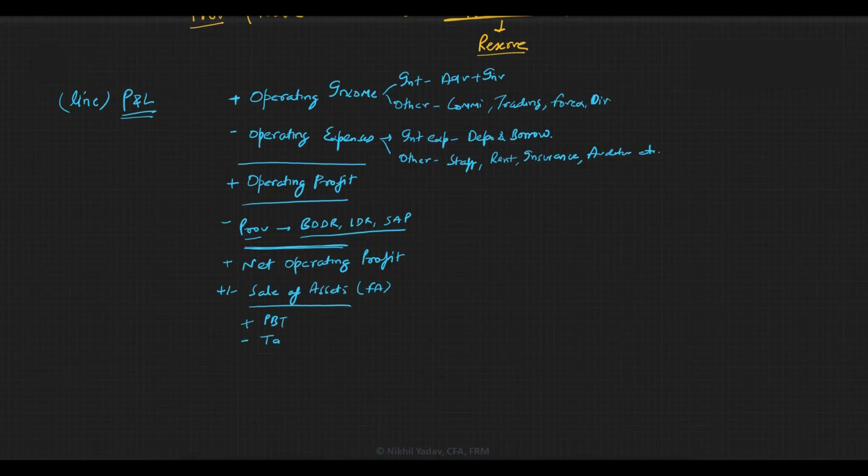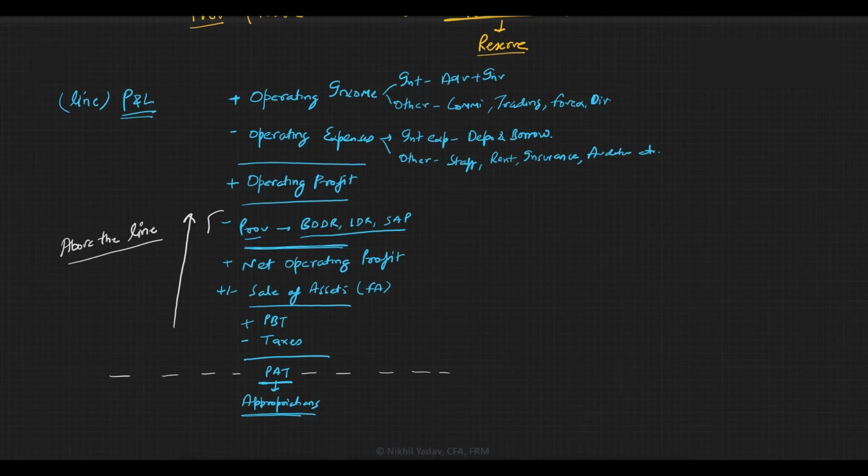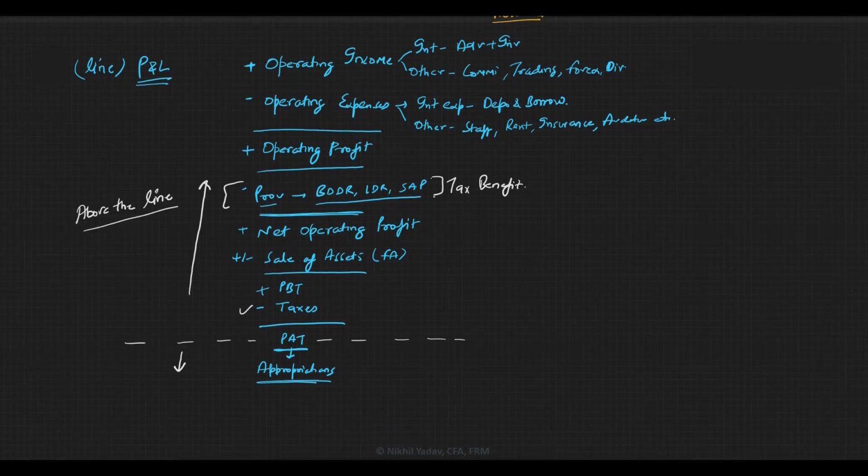On this you pay taxes, then you have profit after tax. From this profit after tax, you make all the appropriations. So the line is this line. Everything before taxes is called above the line, because for those items there is a potential to get tax benefit. So the items like provision get tax benefit to a certain extent. As for all the items that have been created below this profit after tax, the taxes have been paid on them, so they are called appropriations. So all the reserves that you create flow out of here.